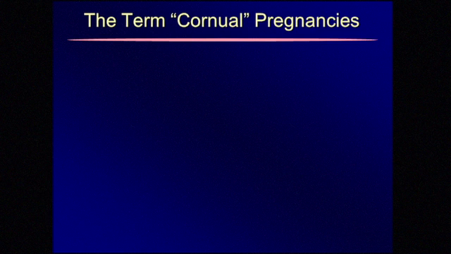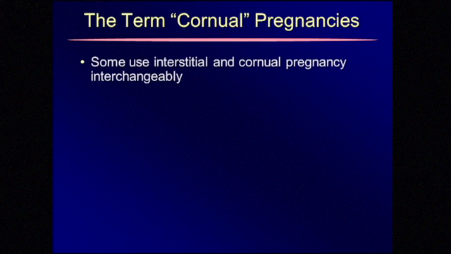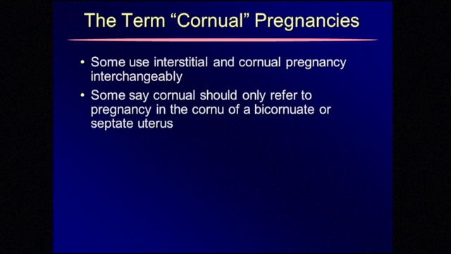So the pregnancies that cause a mass effect or bump from the external surface of the uterus have been called cornual pregnancies. Now, some of us use interstitial pregnancy and cornual pregnancy interchangeably, and we have for many years, especially in the United States. Some other physicians say that cornual should only refer to pregnancy that occurs in the cornu of a bicornuate or septate uterus. The Europeans use that a lot.